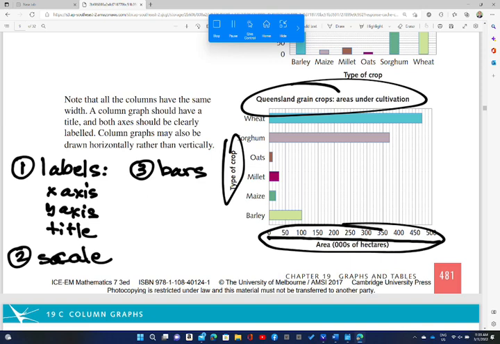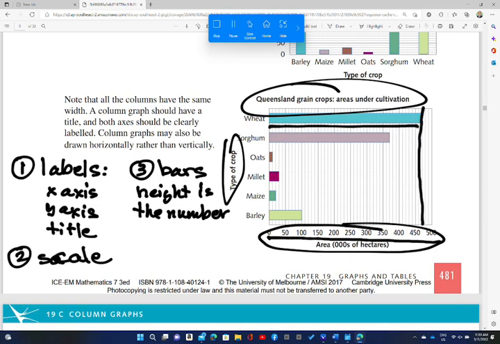For this kind of thing that you're going to do, the bar's height is the number value. So in other words, if it's 470, then you make that height go up to where 470 would be. So the height represents the number. Make sense?